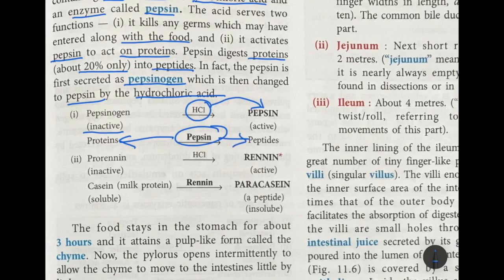And another enzyme that you find in the stomach is renin. In the beginning it is inactive and it is known as prorenin. The hydrochloric acid will turn it into active renin. And what is the function of the enzyme renin? It turns casein, which is the protein found in milk, into para-casein. So remember, casein is soluble, whereas para-casein is a peptide and it is insoluble.